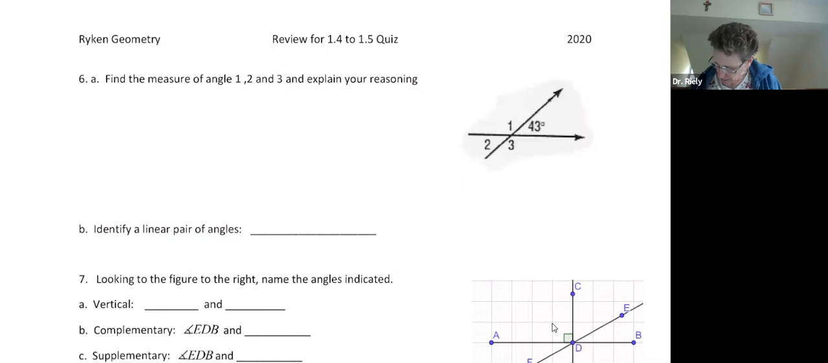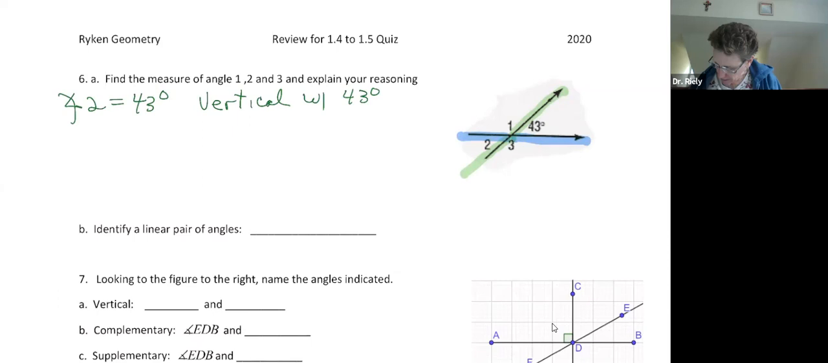Okay, so look at this figure. They're telling us to find the measure of angles 1, 2, and 3 and explain your reasoning. So I'm going to highlight again. I see a ray here, on this side. I now see a ray here, and this one's on that side. So the two angles that are made by the green and the blue rays are vertical. So I can say that angle 2 equals 43 degrees because it is vertical with the 43-degree angle.